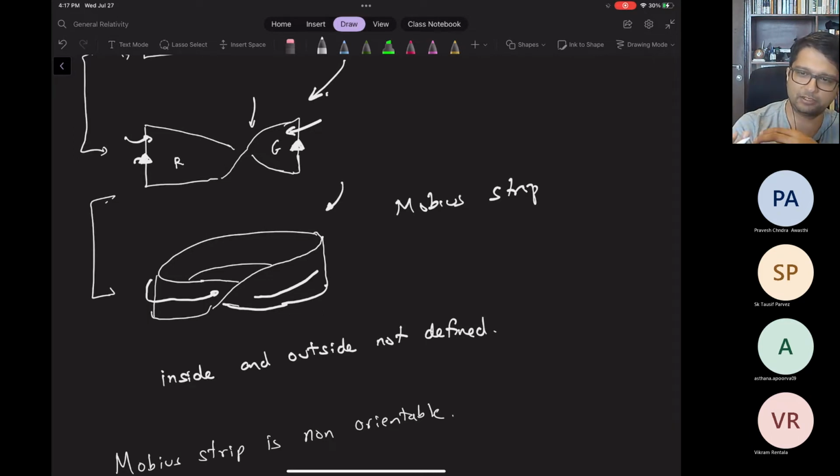I will switch from the red to the green. So there is no really well-defined way to say that one side is the inside and one side is the outside. Okay, so the inside and outside of a Mobius strip cannot be defined in this way.